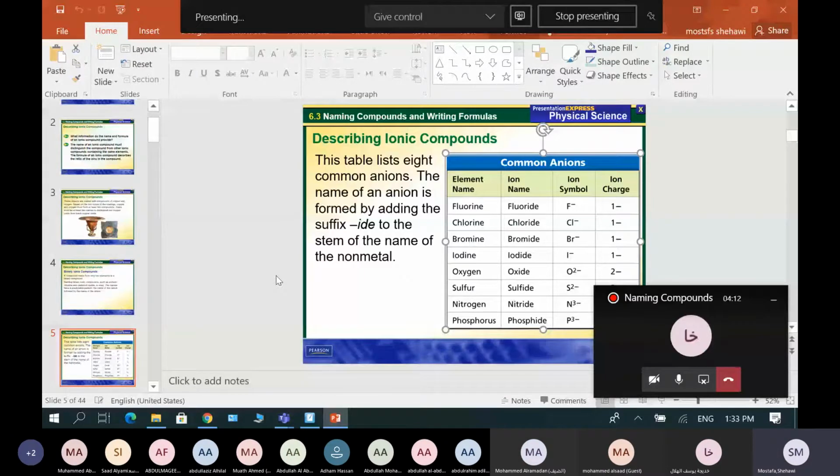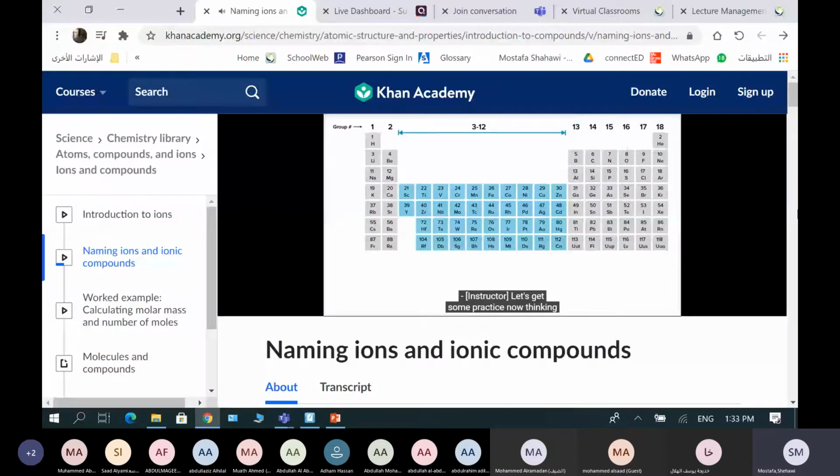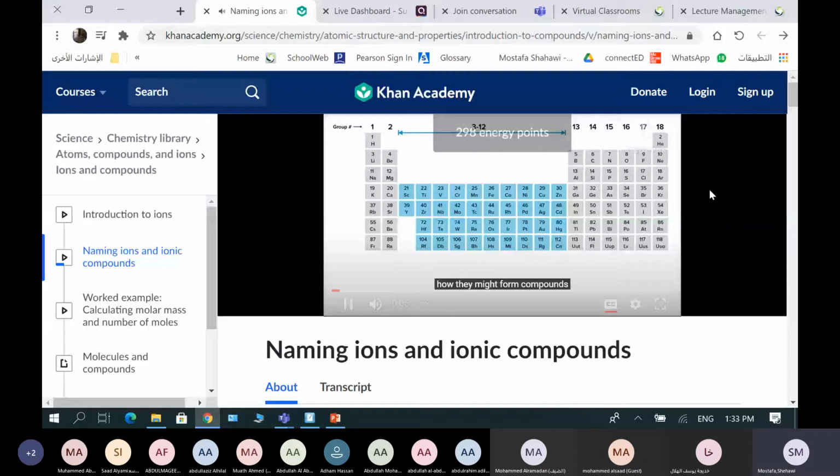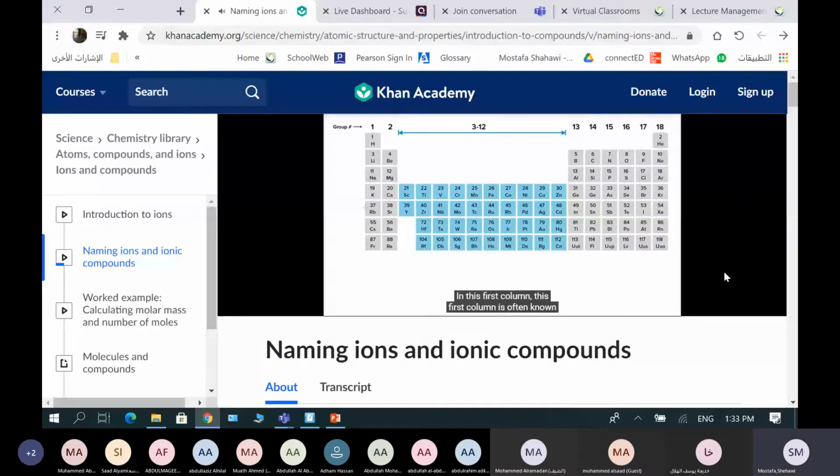Let's get some practice now thinking about how ions typically form, how they might form compounds, and how we name those compounds. So let's start with something in the first column, and let's start with potassium. K is the symbol for potassium. Now, things in group 1, one way to think about it is their outermost shell has 1 electron in it, so they wouldn't mind losing that electron. So when they ionize, they tend to lose an electron and become a cation, a positive ion.